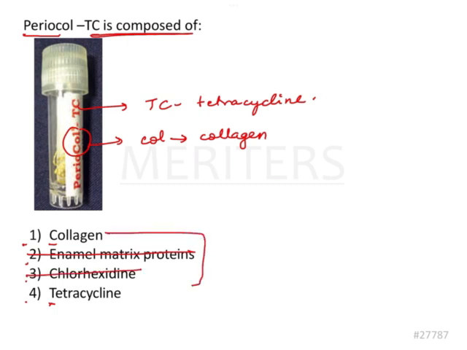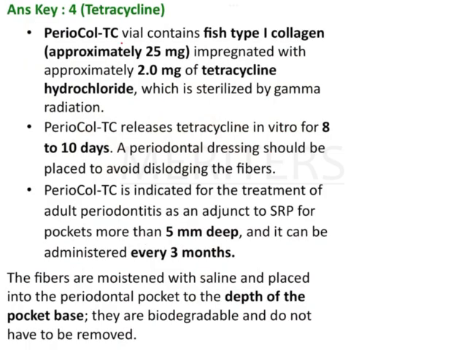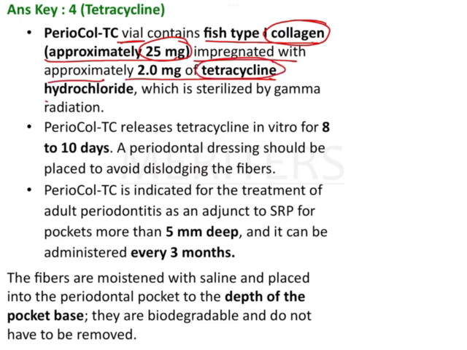Now considering these two options, Periocol TC actually has both of them. It has collagen and tetracycline. Then how do we decide the correct answer? So let's have a look at what Periocol TC is. A vial of this product contains fish type 1 collagen. So it definitely contains collagen, approximately 25 milligrams, impregnated with approximately 2 milligrams of tetracycline. So it contains both collagen and tetracycline hydrochloride, which is sterilized by gamma radiation.